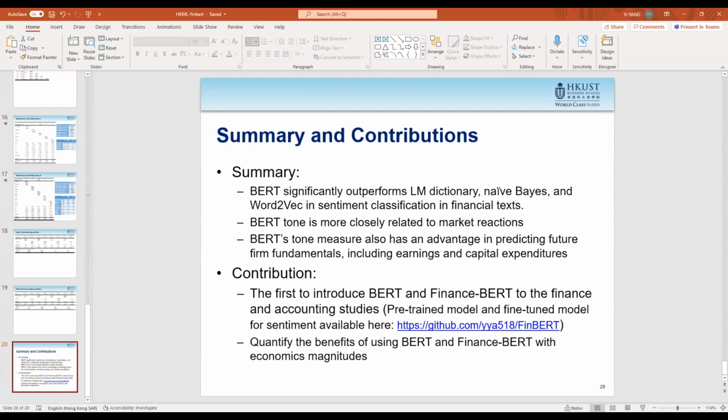We have done two things. The first is that we trained a BERT model using financial text data. Later, we show that this finance BERT model, which we call FinBERT, has better sentiment classification performance than the traditional BERT model and other word-to-vector models. Also, we show that the tone and sentiment derived from the FinBERT model are better at predicting the firm's abnormal return as well as abnormal trading volume. So our contribution is that it's the first to introduce BERT and the finance BERT to finance and accounting studies, and we open source the code. We also quantify the benefits of using BERT and the finance BERT with economic magnitudes. That's our major contribution.